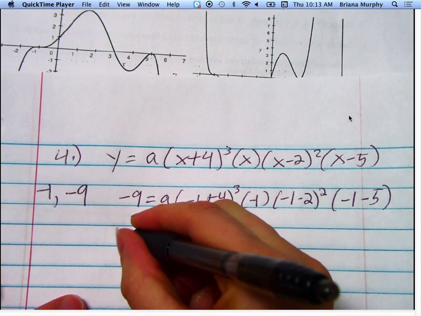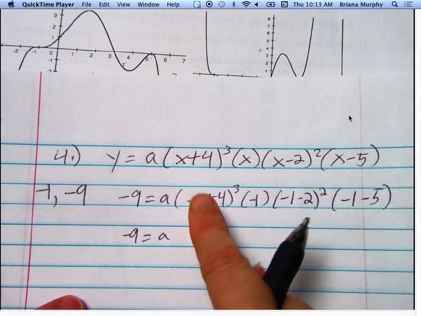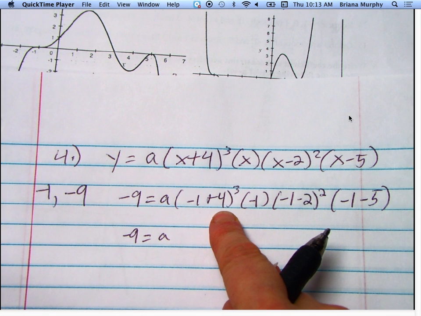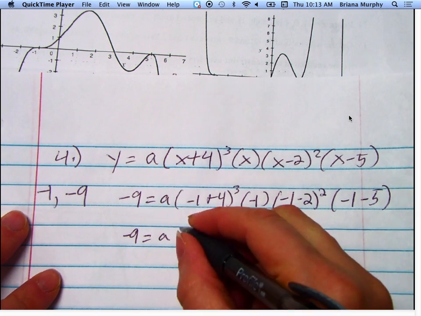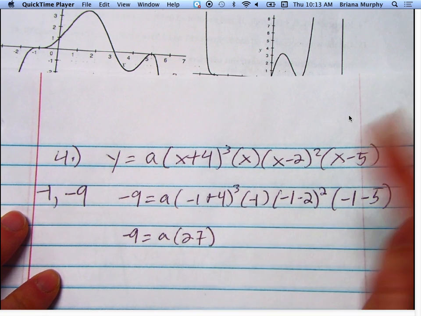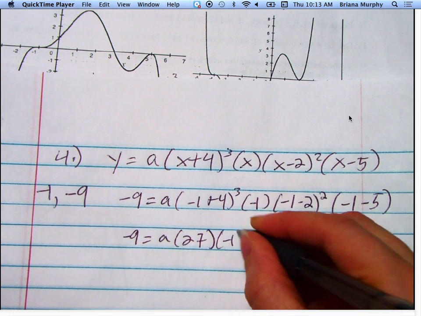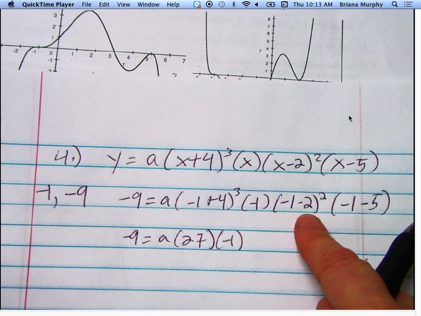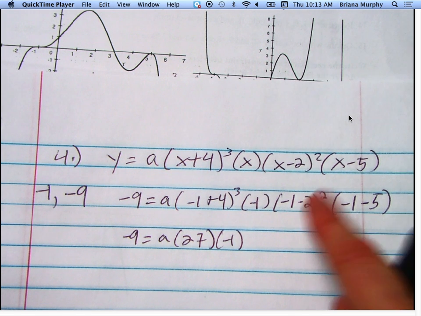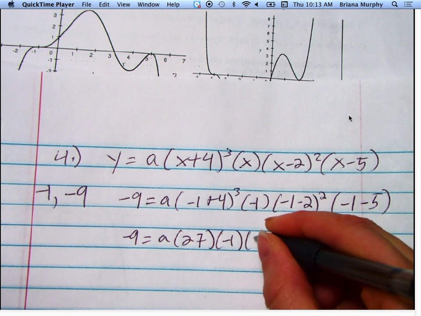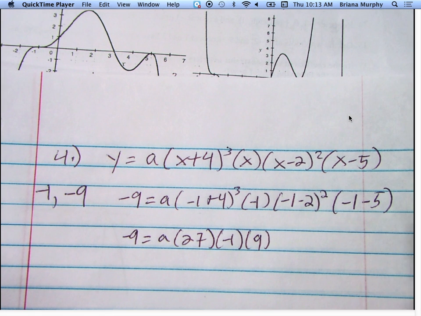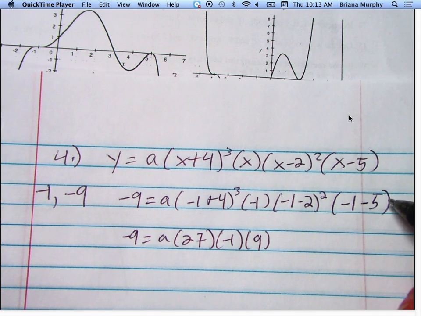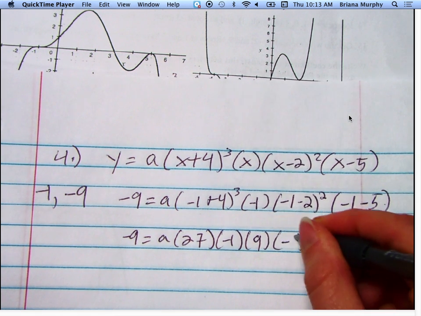So I'm going to get negative 9 equals a. Negative 1 plus 4 is 3. 3 times 3 times 3 is 27. Good. Times negative 1. Negative 1 minus 2 is negative 3. Negative 3 squared is positive 9, right? So negative times negative is positive. Negative 1 minus 5 is negative 6.